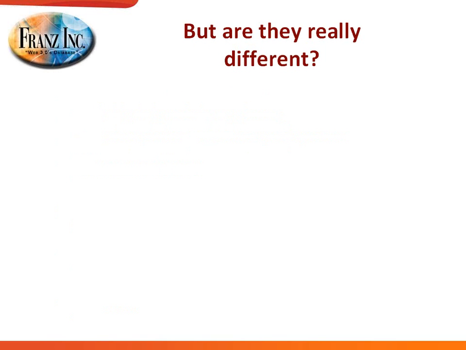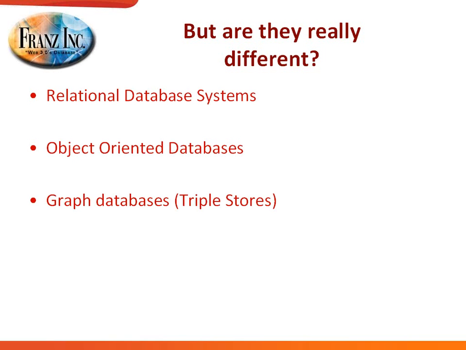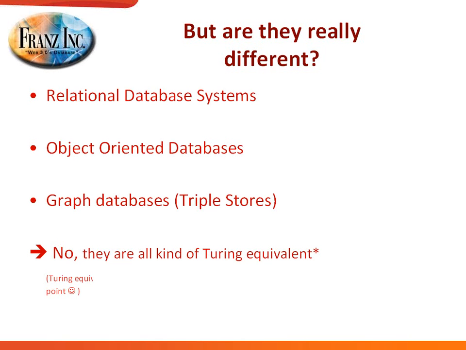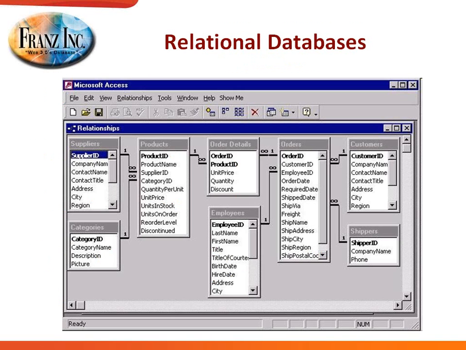Okay, so now, are these databases really different? To some extent, all databases can do the same thing. If you look at relational databases, OO databases, graph databases, to some extent they are Turing equivalent, although that's something you can't say about databases, because Turing equivalence applies to programming languages, but I guess most of you will understand what I mean. So let's go through each technology. So first, relational databases.